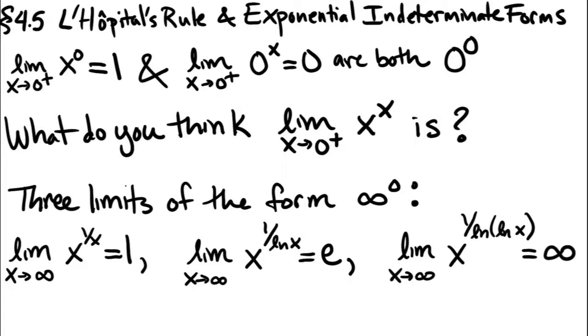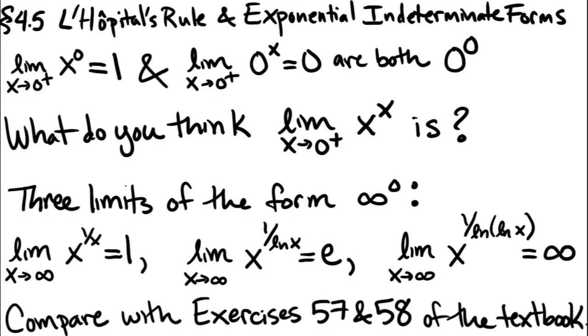You should also compare this to what we see in exercises 57 and 58 of the textbook. There we can see something similar happening, with different limits of the form 1 to the infinity. Please go on to the next video for further discussion and examples of our three-step method.